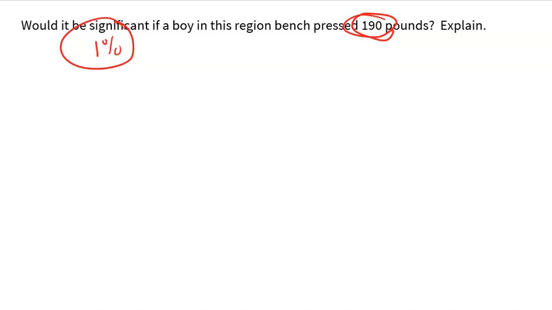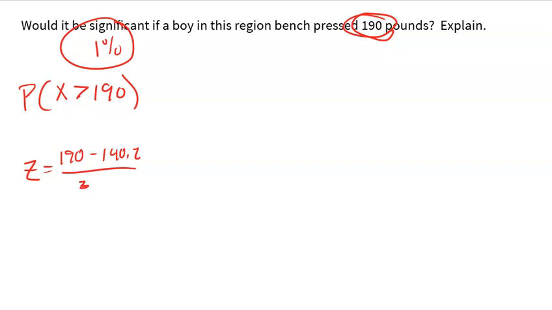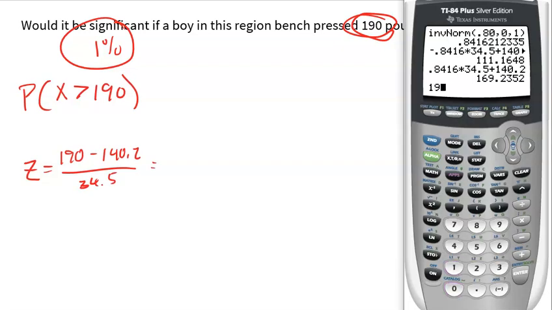If I truly want to call something significant, it needs to have a probability lower than 1%. So what do I got to do? I need to find the probability that a boy could bench press more than 190. If the probability a boy can bench press more than 190 is under 1%, then that would be very significant. All right, so what do I got to do? I got to find the z-score. 190 minus 140.2 divided by 34.5. Grab my calculator, get that z-score.